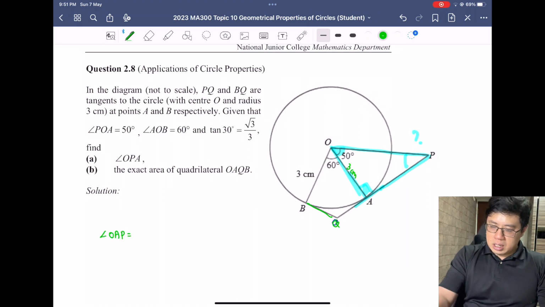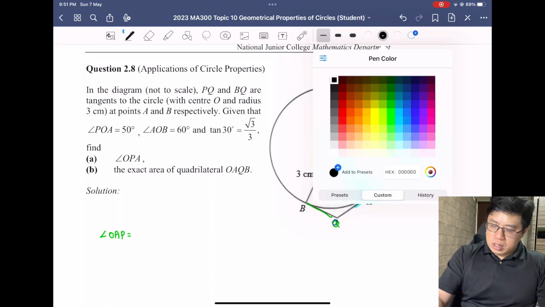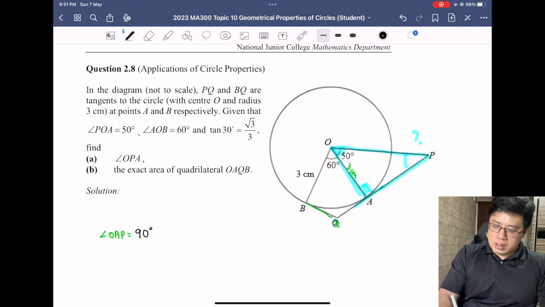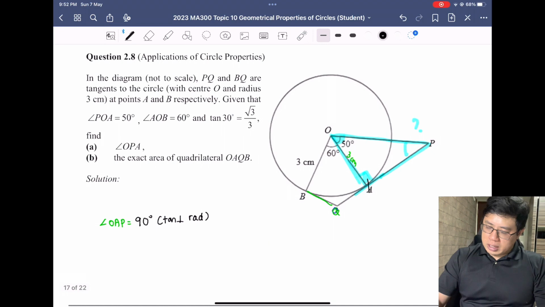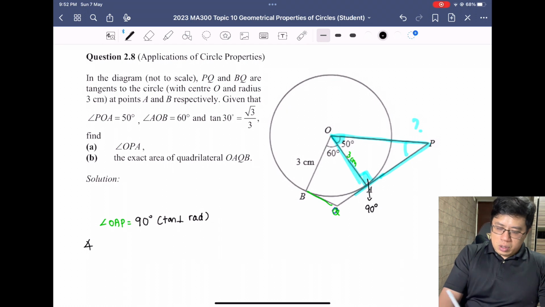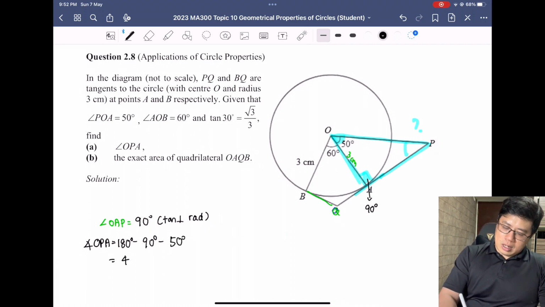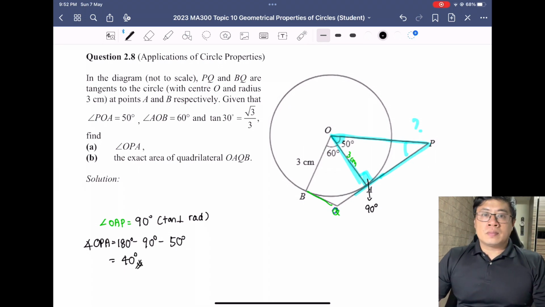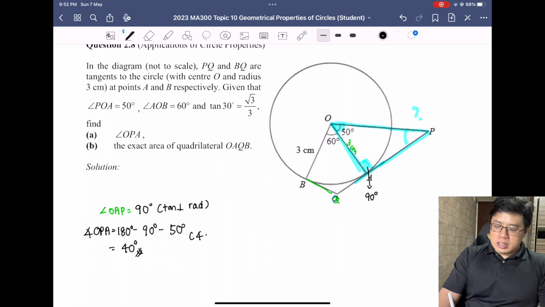Angle OAP is equal to 90 degrees because tangent is perpendicular to the radius. After I know that this is 90 degrees, looking at the blue triangle, I'll have angle OPA equal to 180, subtract 90 degrees for angle OAP, subtract 50 degrees for angle AOP, which gives us 40 degrees. This is also using the angle sum of a triangle. So that is part A.